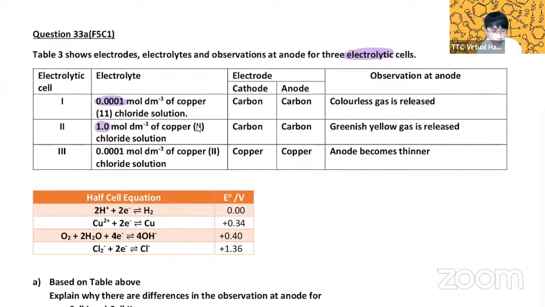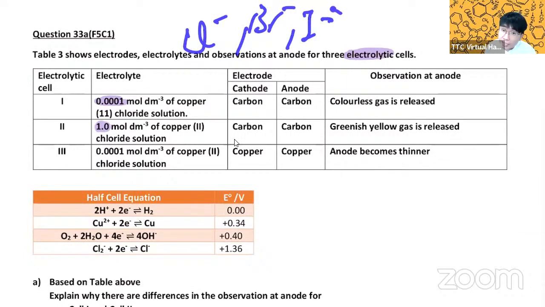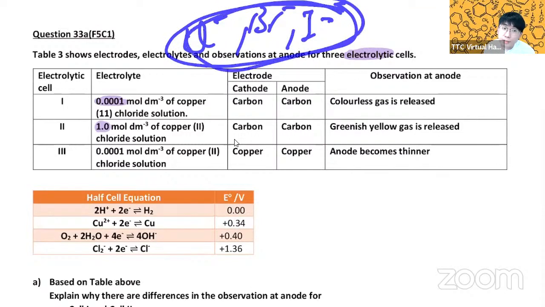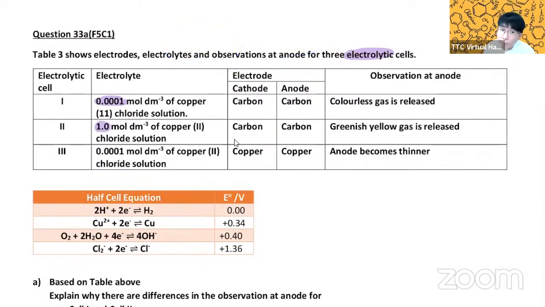So by having this, what we know is, for concentrated, at the cathode, you do the same thing, select the stronger agent. But at the anode, you have to check if there is halide. Halide means your Cl minus, Br minus and I minus. If these three are in your choices of ions, select them instead of the stronger agent. But if you don't have them, select back the stronger agent.